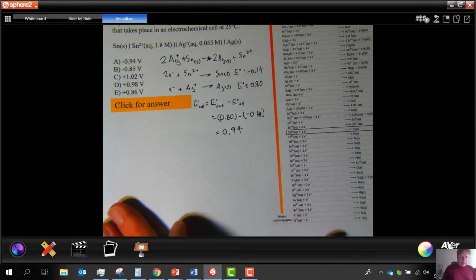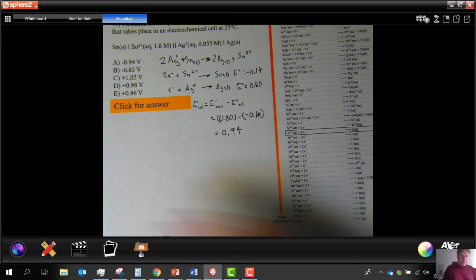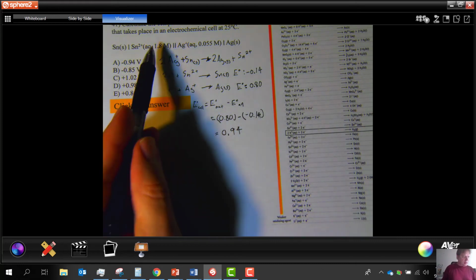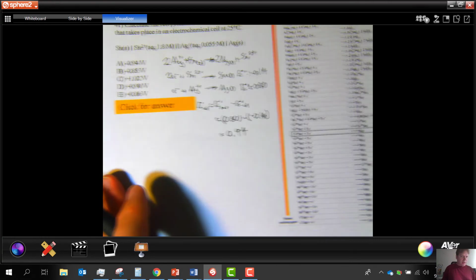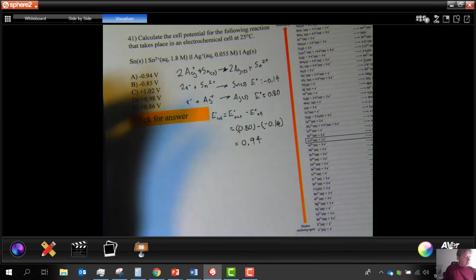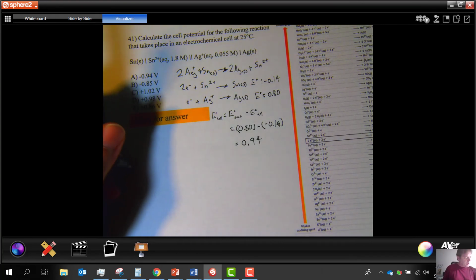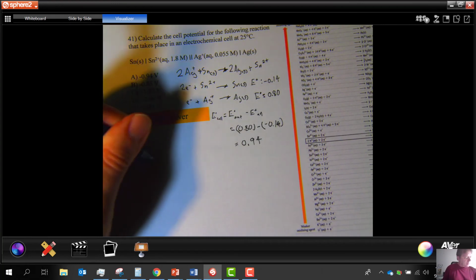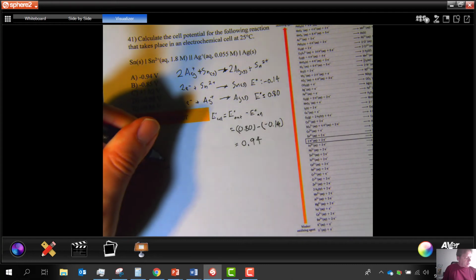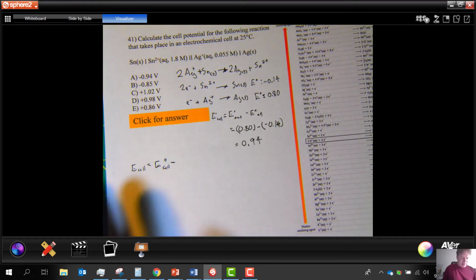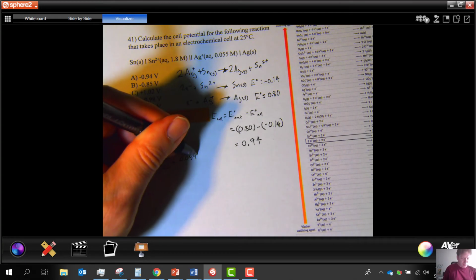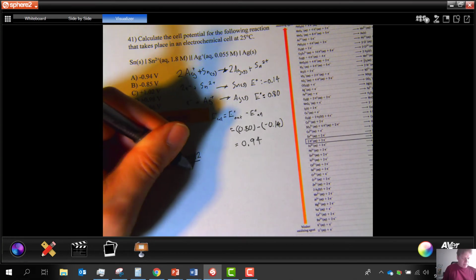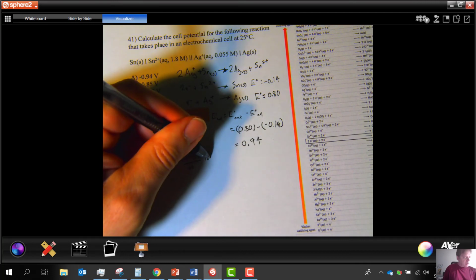It is not at standard state, right? It is at some other conditions. We're showing here different concentrations, so we need to take that into account as well. So we will need to use the Nernst equation. So the Nernst equation, the voltage of the cell is equal to the voltage of the cell at standard state minus 0.592 divided by n times the log of Q.